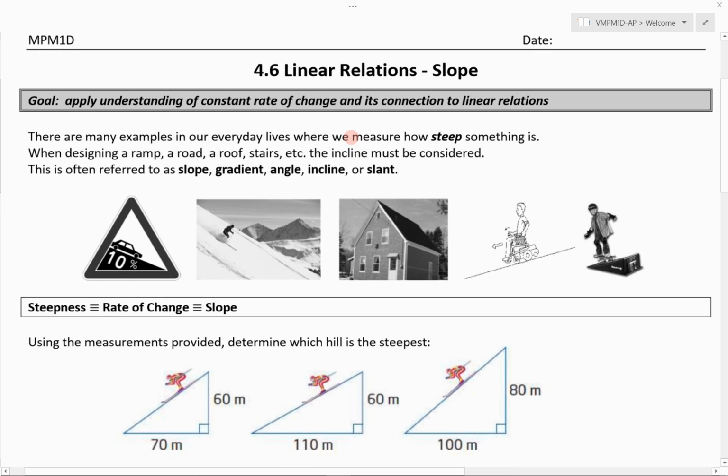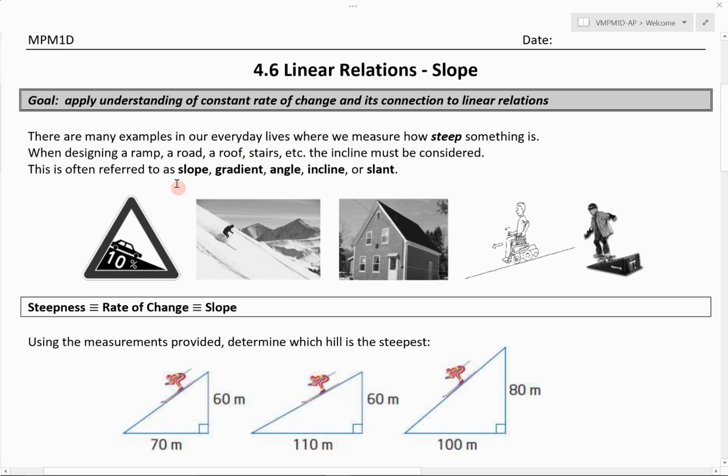4.6, linear relations and slope. So the goal here is to learn how to understand constant rate of change and its connection to linear relations. So we've already looked at rates of change and how steepness affects the line. In our everyday lives, there are many examples where we measure how steep something is.